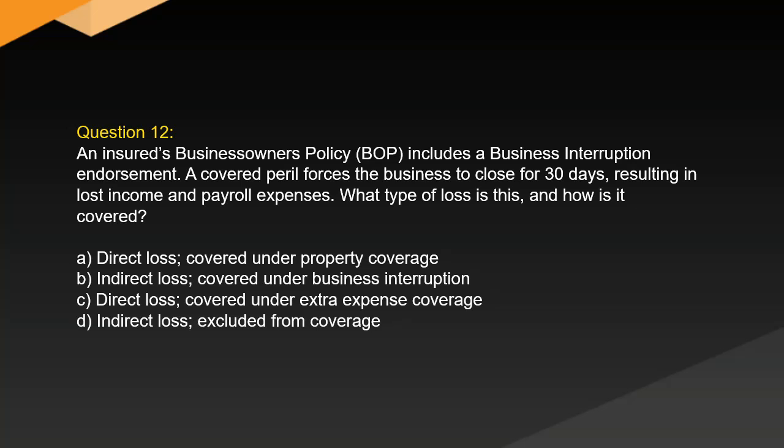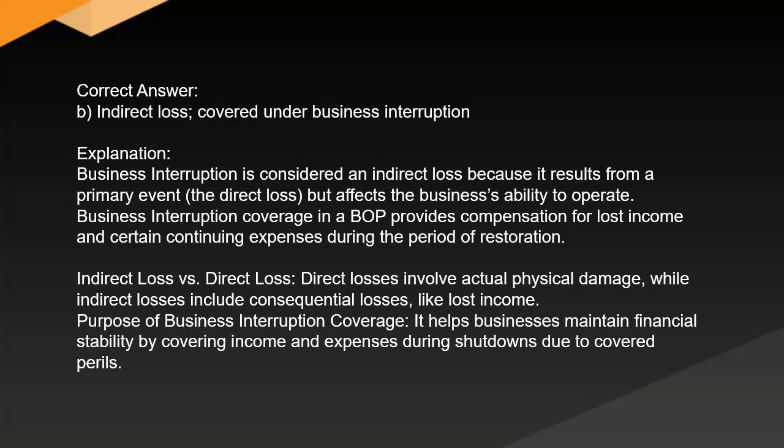What type of loss is this, and how is it covered? A. Direct loss, covered under property coverage. B. Indirect loss, covered under business interruption. C. Direct loss, covered under extra expense coverage. D. Indirect loss, excluded from coverage. Correct answer. B. Indirect loss, covered under business interruption.